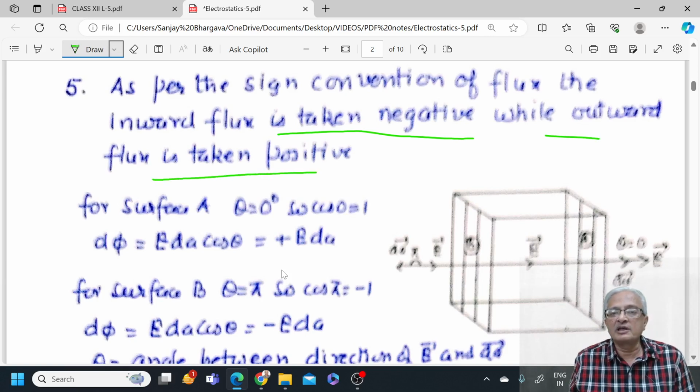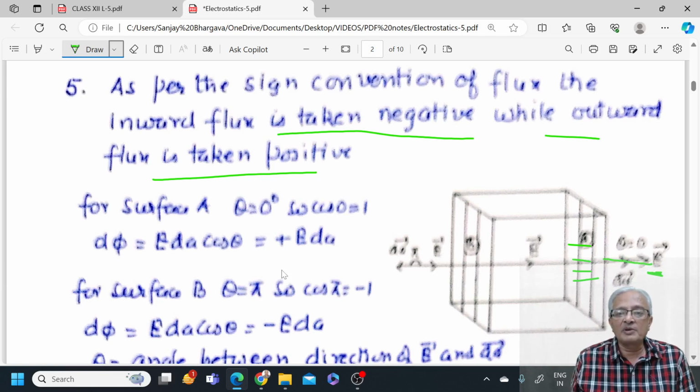Suppose this represents the direction of electric field. Then this is the direction of the electric field. This would be the direction of the normal to this area. Then theta is 0. So E dot dA would be E into dA, which is positive. So the outward flux is taken positive.